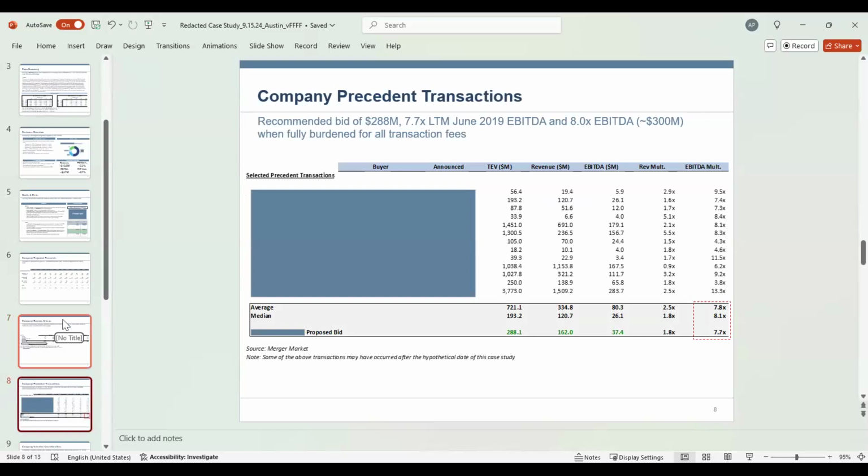Next page here is company precedents. Again, think about this through the lens of the sponsor that you're applying for. So here you can see my range. Average was 7.8 of the precedents, median was 8.1, but I'm applying to a more value oriented fund. So I picked a bid that was slightly below the range.